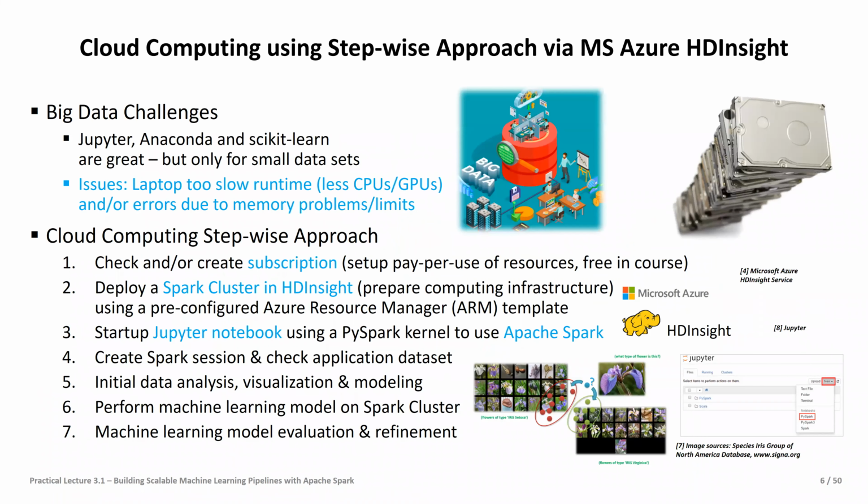So you basically learned the stepwise approach already. We have done it with Google Colab. I have already presented it with HD Insight. So here the idea is basically that the laptop is too slow. It doesn't have enough memory for the big data to really process. And basically then let's go to the cloud.